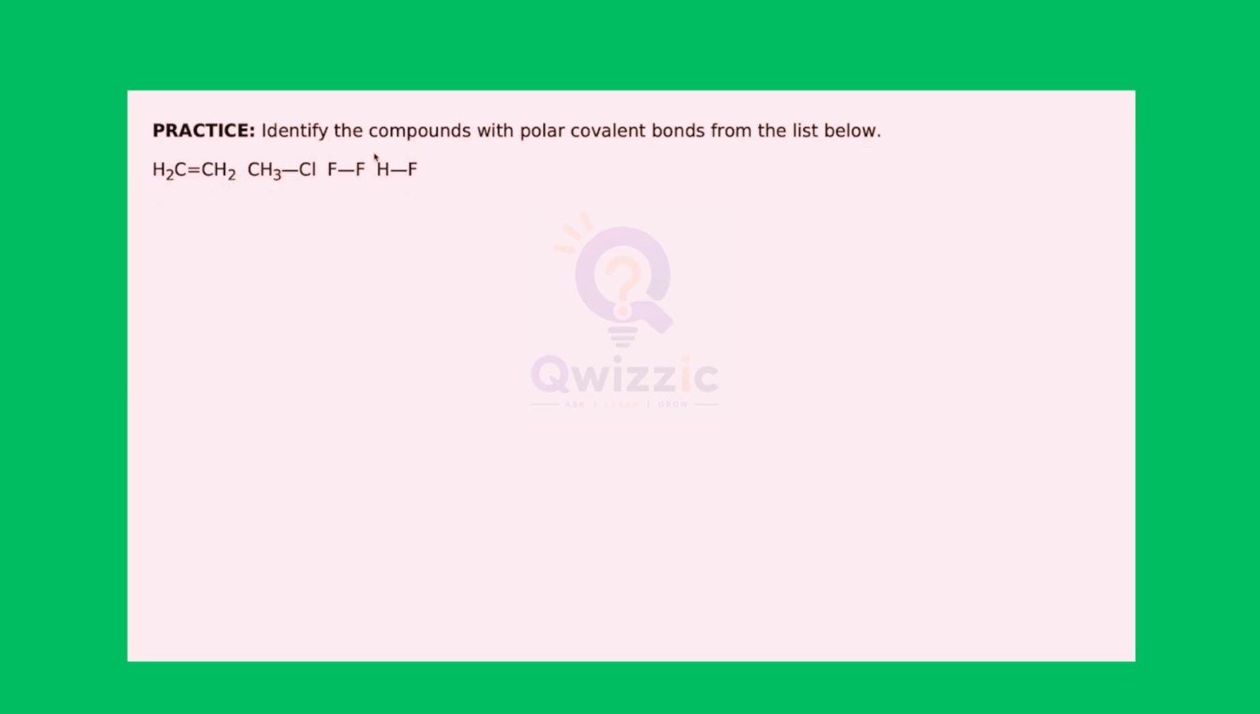So what is polarity? Polarity in covalent bonds arises as a result of differences in the electronegativities of the bonded atoms. The difference in electronegativity results in the separation of charge, creating a dipole moment.